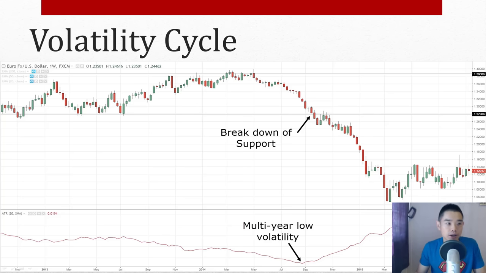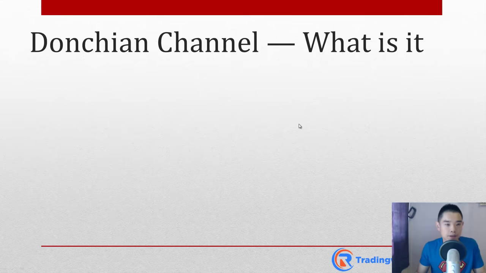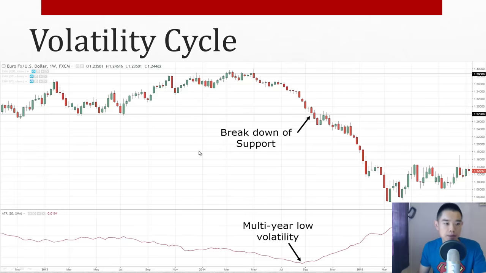So that aside, you can look at over here, euro dollar, multi-year low volatility on this weekly time frame. Then it broke down and it collapsed, I think, to quite low in 2014, 2015, over here you can see. So a low volatility period followed by an increase in volatility. That pretty much sums up the ATR indicator. Later we'll revise this. We'll look at this again and how you can actually use this as part of your trading strategy.